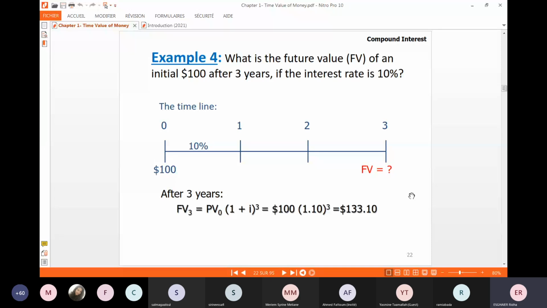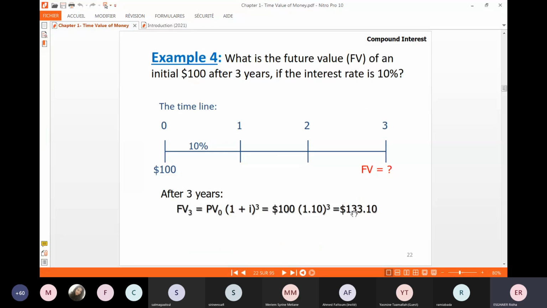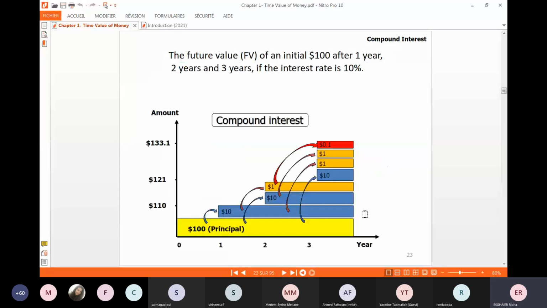How to decompose, if you want, this $33.1 of interest. The $33.1 of interest, you find them here. If we invest $100 today, 1 year from now, these 100 will generate $10 of interest.